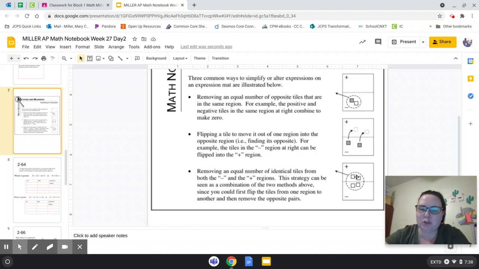So they removed 2 negative tiles and then 2 negative tiles from down here. Remember, this is the opposite of 2 negative tiles. So this is actually 2 positive tiles. So if you remove the same amount from the top and the bottom, you're actually removing zero pairs. It just takes one step as opposed to flipping it up to the top and then creating those zero pairs. Okay, I just wanted you to see that example here.